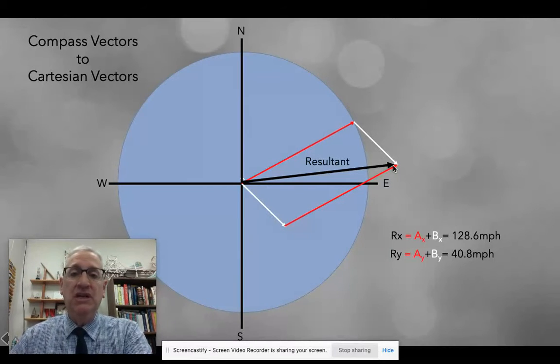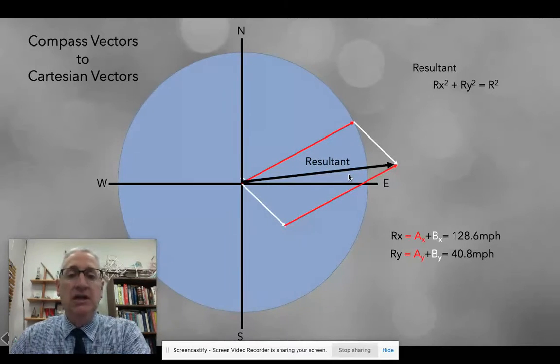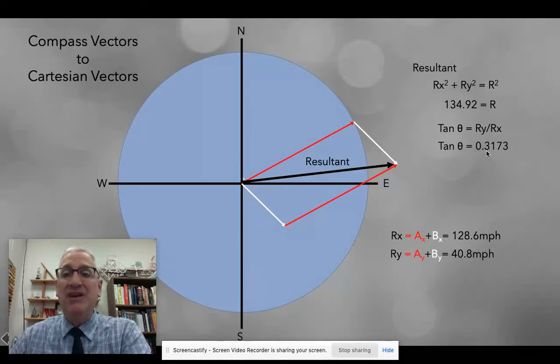Now, this resultant is a combination of these two values, Rx and Ry. All right. And so how do we calculate the actual value of the resultant? It's Rx squared plus Ry squared equals R squared. So it's a Pythagorean theorem application. Then we get the value of 134.92. Then we take the tangent, and the tangent is Ry over Rx. So 40.8 divided by 128.6, and you get a value of 0.3173. You take the inverse tangent, you get 17.6 degrees.